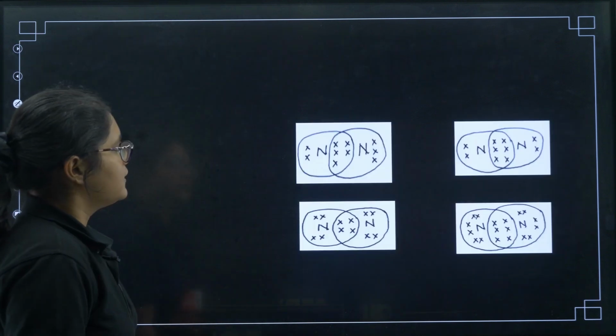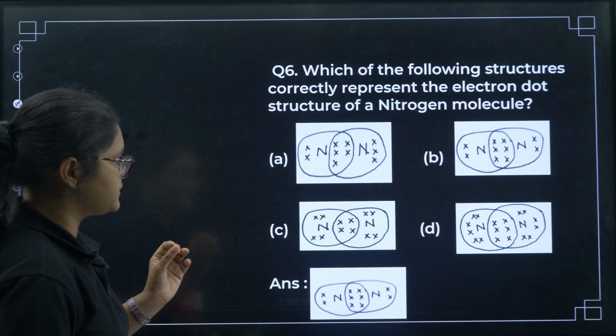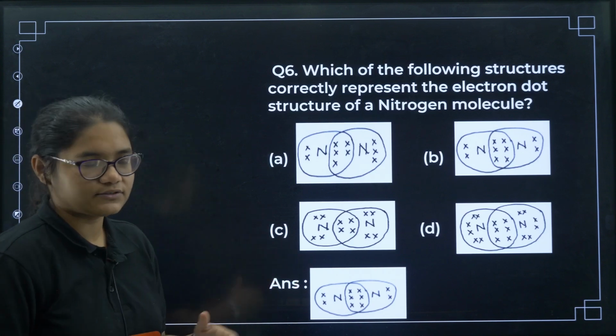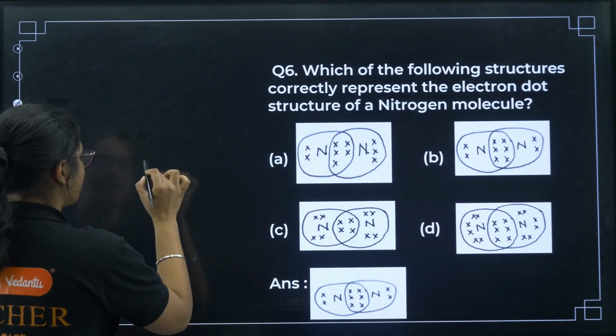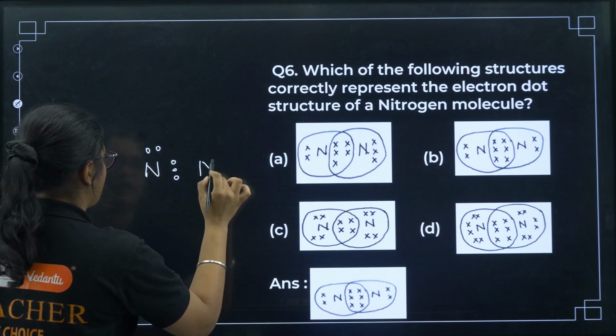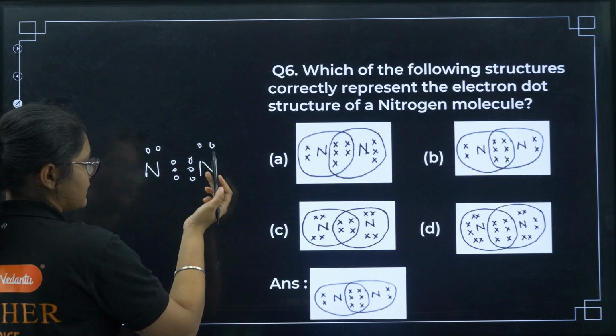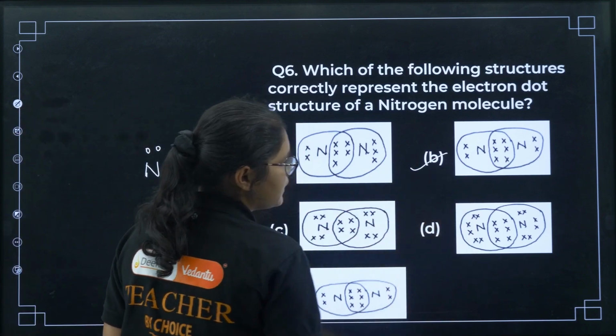Okay. Next question is like this: which of the following structures correctly represents the electron dot of nitrogen? So we know nitrogen has 5 valence electrons. So I can write like this: 1, 2, 3, 4, 5, and here also you have, right? So this one will be 6, 7, 8, that is your option number B.